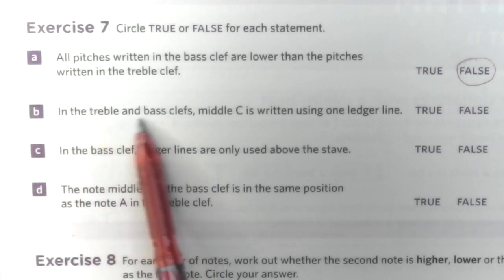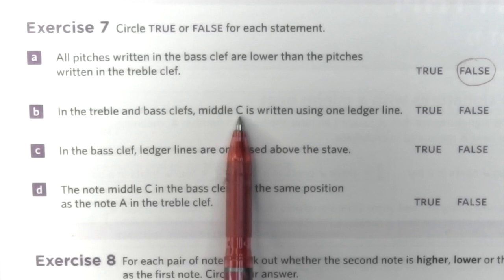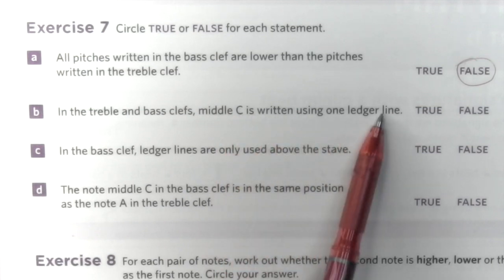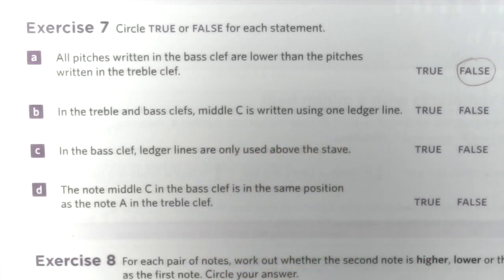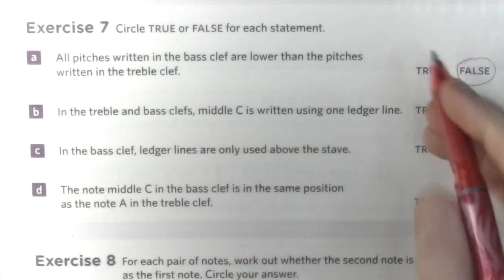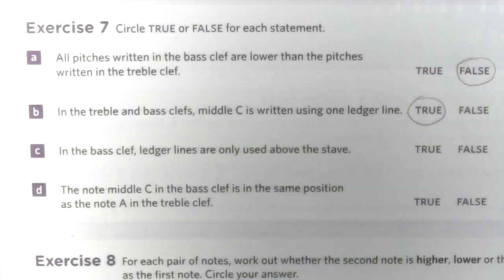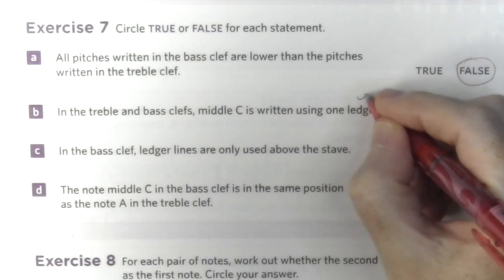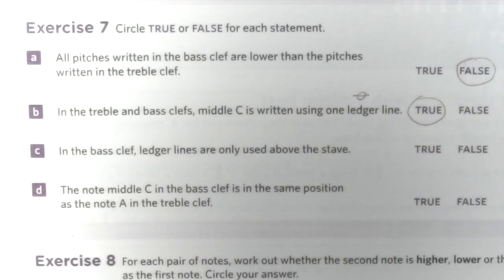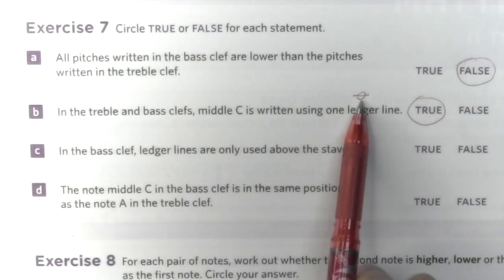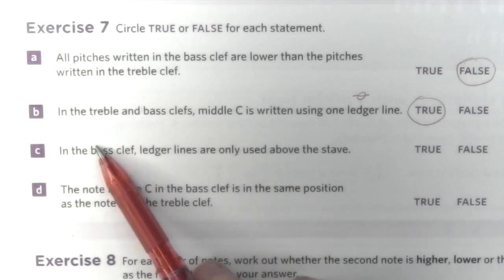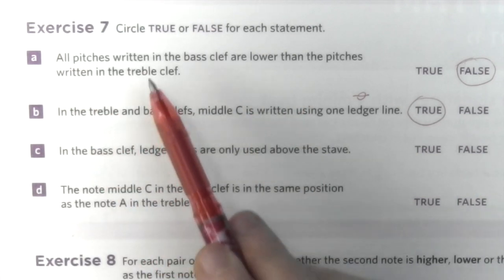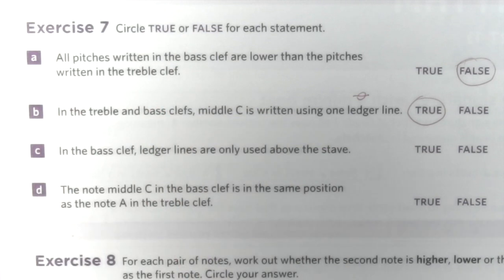In the treble and bass clefs, middle C is written using one ledger line. Yes. This is so correct. It's the man with a hat. One ledger line. It's this. What changes is where it's written. Treble clef underneath the stave, bass clef above the stave.